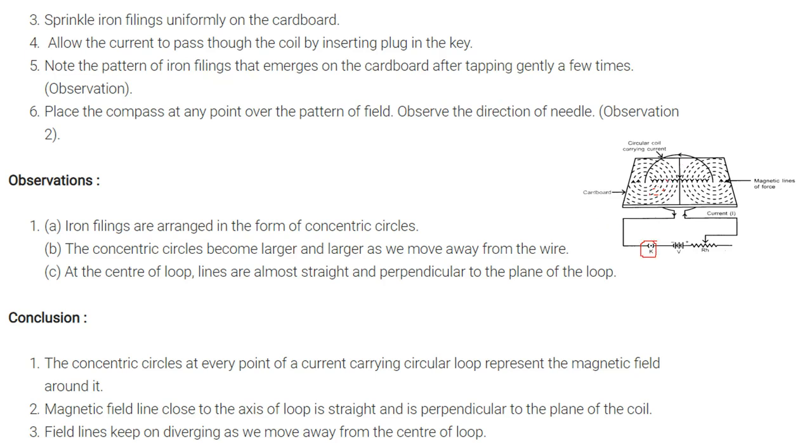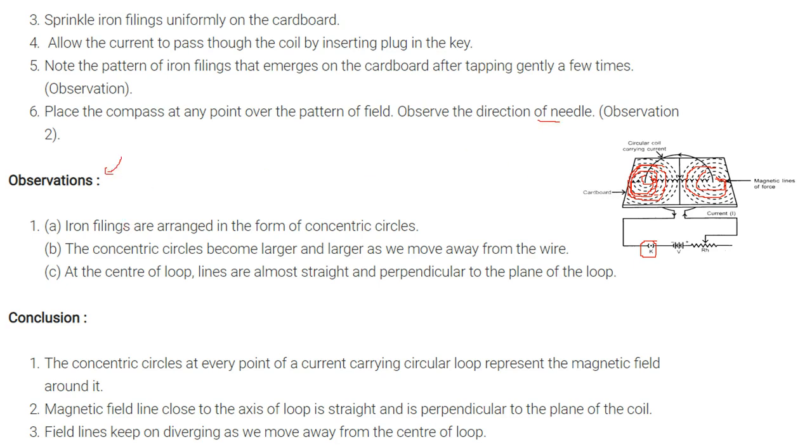You see the pattern of iron filings that emerges on the cardboard after tapping gently a few times, and this will be like this. In the circular coils with different radii, the iron filings will align themselves. Place the compass at any point over the pattern of the field and observe the direction of the needle. So what observation do we get here?